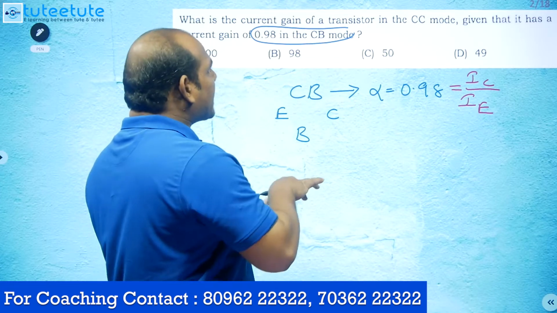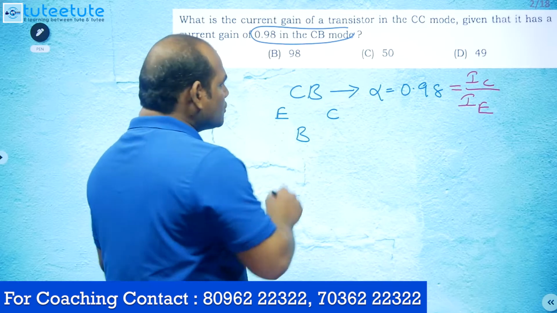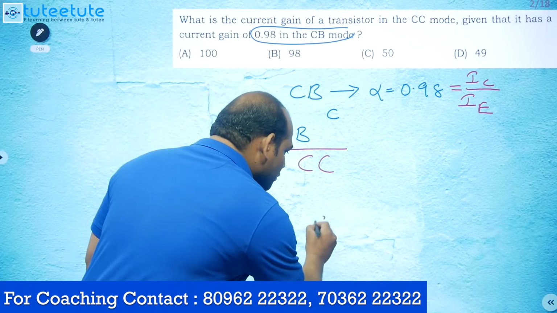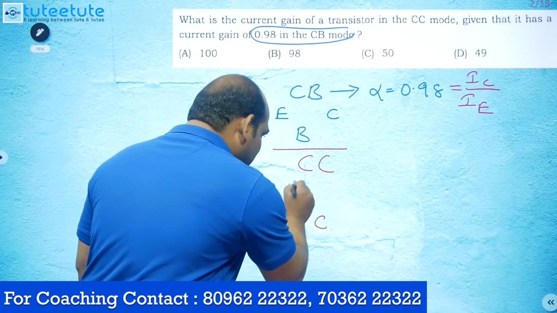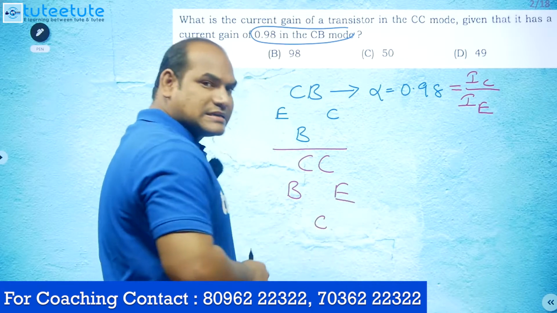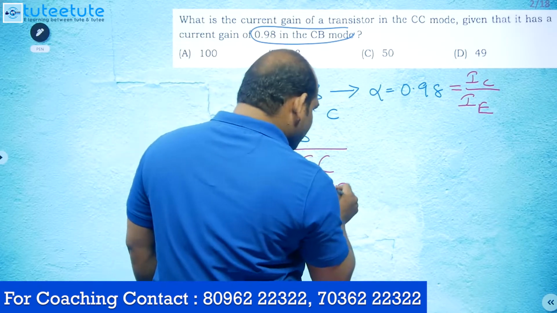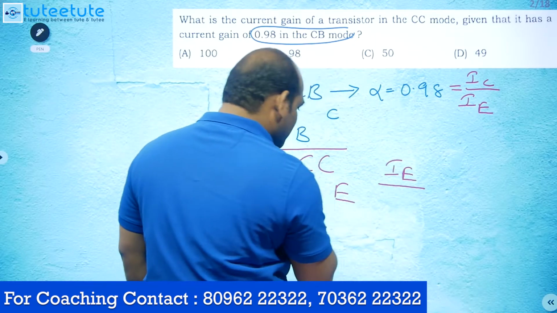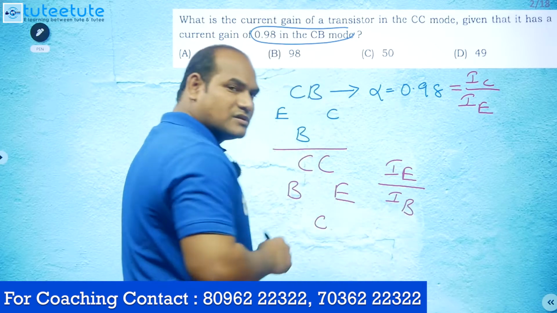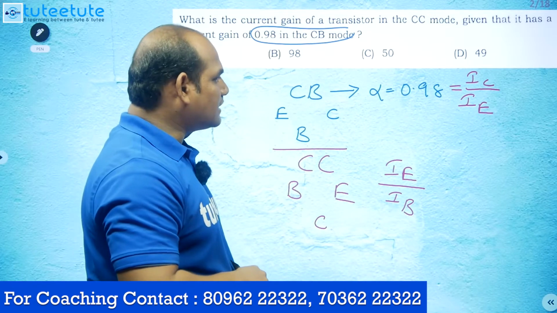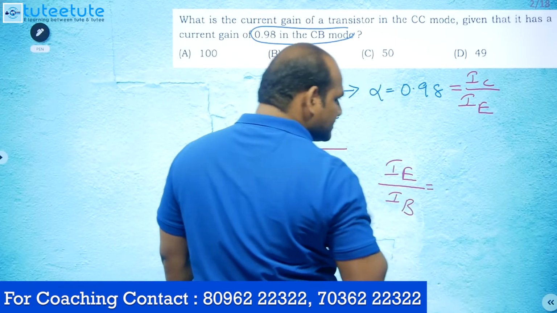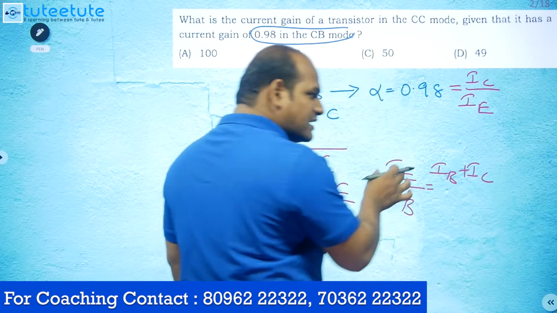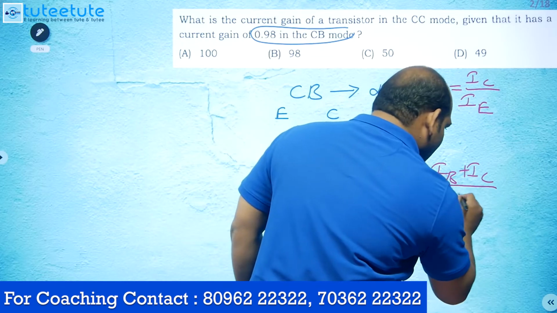Now we have to calculate the current gain for the CC configuration. For the common collector configuration, the collector is common to both input and output, base is the input terminal and emitter is the output terminal. Since emitter is the output terminal, the current gain of this common collector amplifier involves output current IE and input current IB. This is the ratio, IE by IB, which we have to calculate. We know that IE is equal to IB plus IC, so we take IB plus IC by IB.